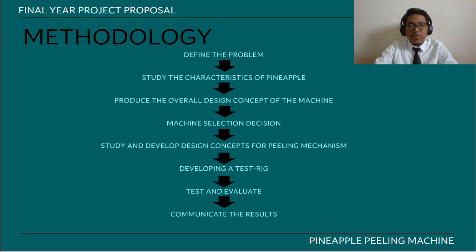Next, I will present about the methodology. In this project, a flowchart is used for the methodology because it is organized and easy to understand. This methodology involves several steps used to complete the project. This project begins by determining the problem that needs to be solved at the end of the project. In the process of this project, the characteristics of the pineapple are studied to produce and select the overall design concept of the machine. Before the results are identified, the design concept for the peeling mechanism and the test kit will be tested and developed before it will be tested and evaluated.